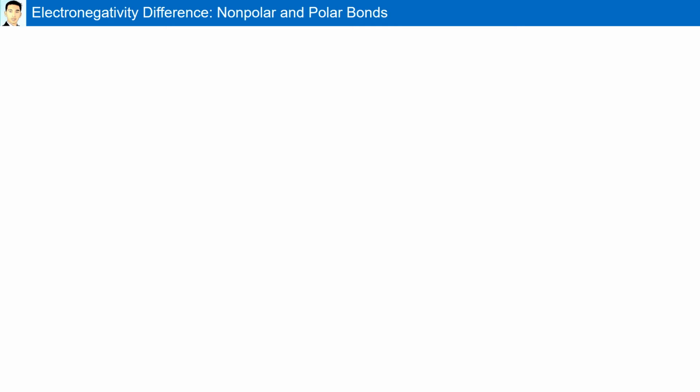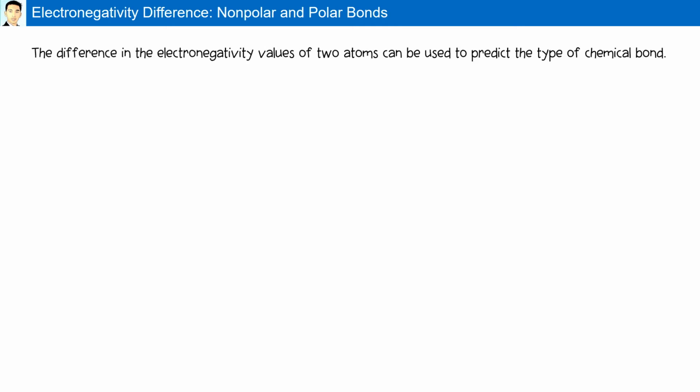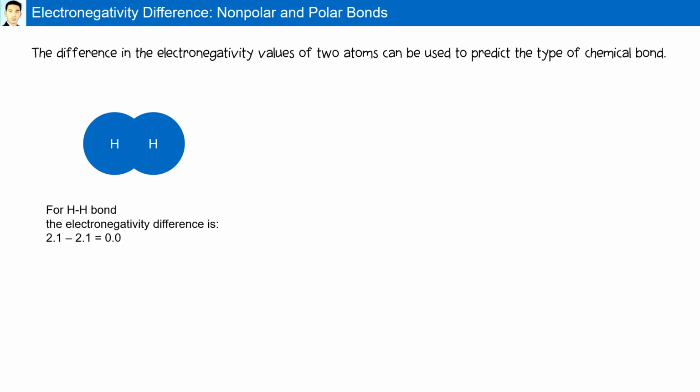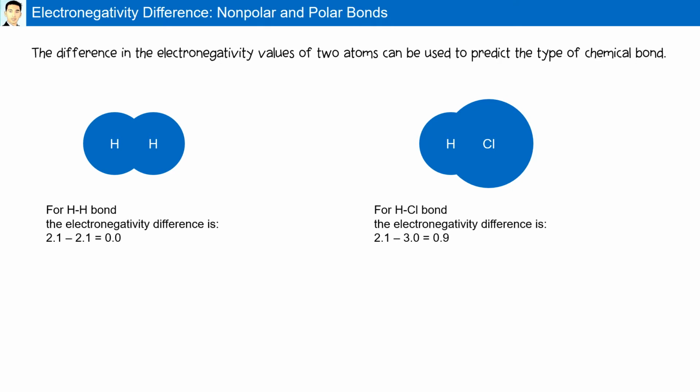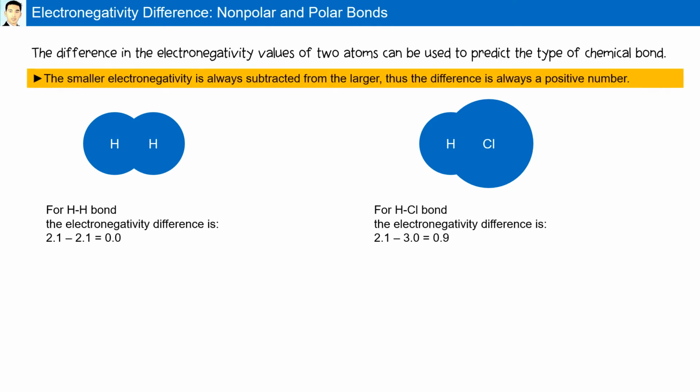Electronegativity difference. Nonpolar and polar bonds. The difference in electronegativity values of two atoms can be used to predict the type of chemical bond. Here we have two hydrogen atoms. For hydrogen atoms, the electronegativity difference is 0 because they're identical, while for HCl, the electronegativity difference is 0.9. Note, the smaller electronegativity is always subtracted from the larger, thus the difference is always a positive number.